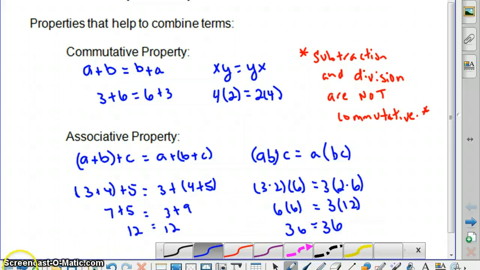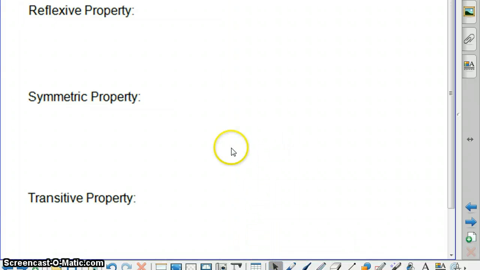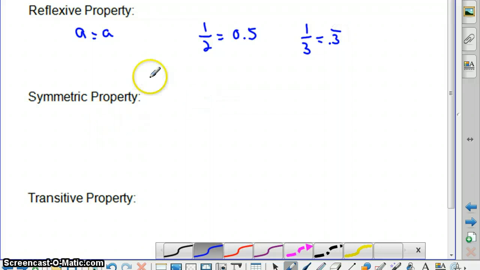All right, let's take a look at 3 other properties. We have what's called the reflexive property, the symmetric property, and the transitive property. The reflexive property is kind of like a reflection. It basically says a number is equal to itself. So for example, 1/2 is equal to 0.5, or we could say 1/3 is equal to 0.3, repeating. So those are examples of the reflexive property. Not so much important in algebra, but it will be important in geometry.